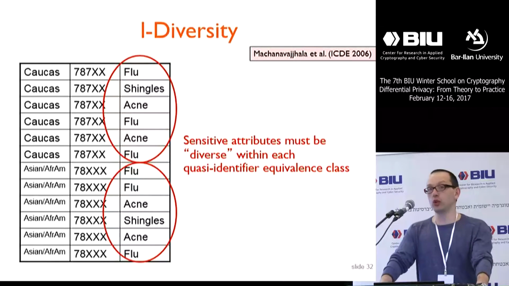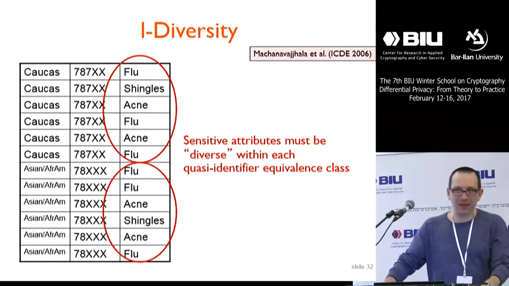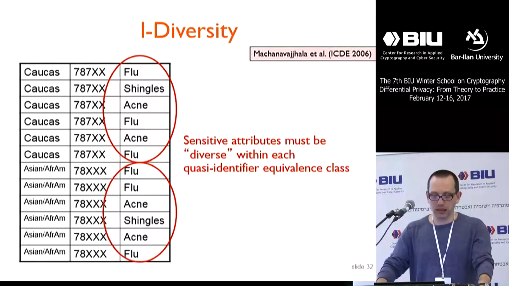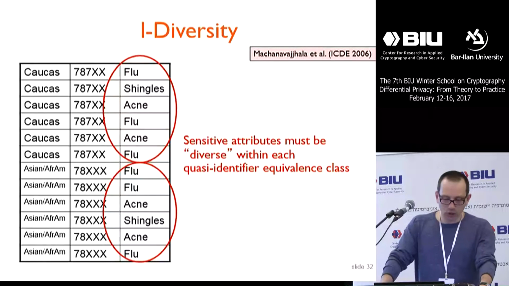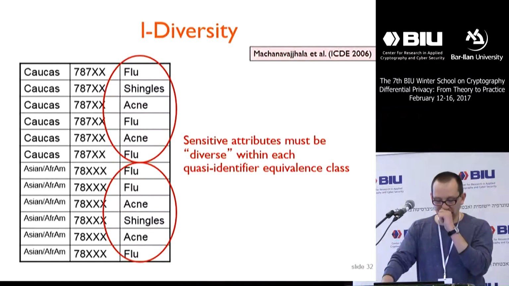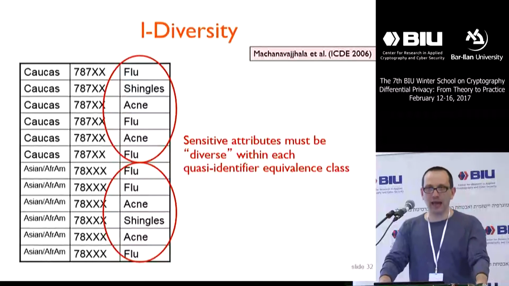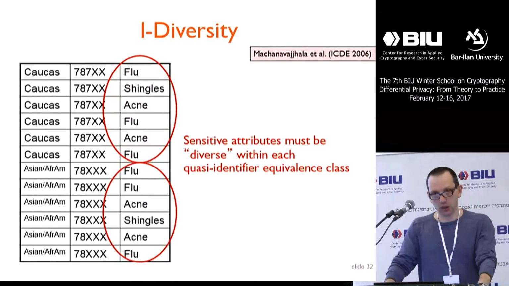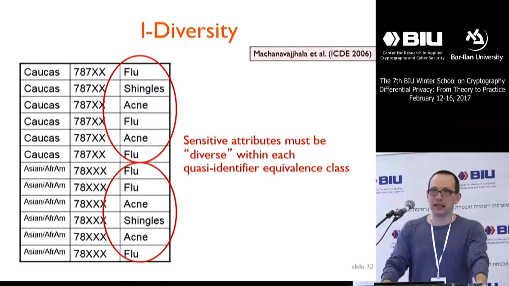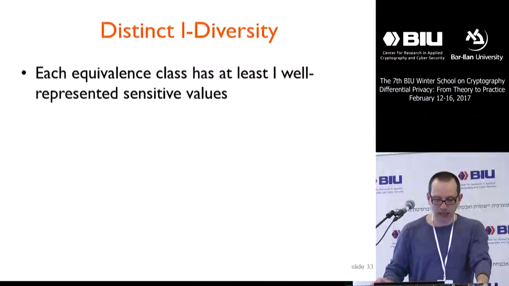Turned out to be a hugely influential paper. It has, I don't know, 4,000 citations on Google Scholar, something like that. Massively, massively influential. And L-diversity is based on a pretty simple idea: we're going to do K-anonymity, and then we're going to look inside every equivalence class defined by K-anonymity, and we'll ensure that sensitive attributes are diverse within each quasi-identifier equivalence class. Okay, so that'll take care of this homogeneity attack.